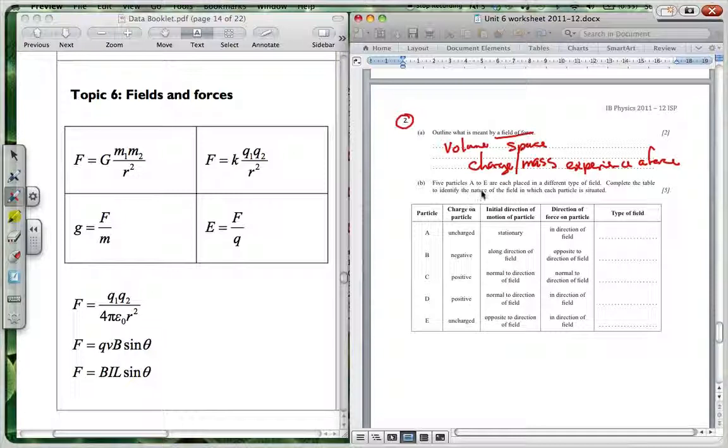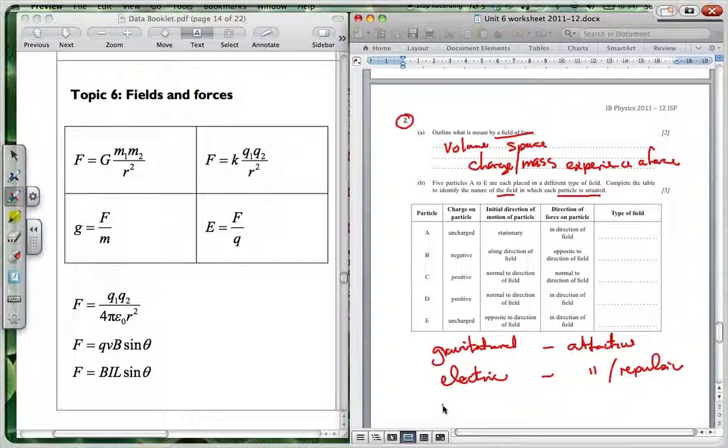Now, here we are given, it says 5 particles A to E are each placed in a different type of field. Complete the table to identify the nature of the field in which each particle is situated. So we basically have 3 different types of fields. You've got your gravitational, which obviously is linked to your mass. This is always an attractive force. You've got your electric field due to charged particles. This can be either attractive or it can also be repulsive.